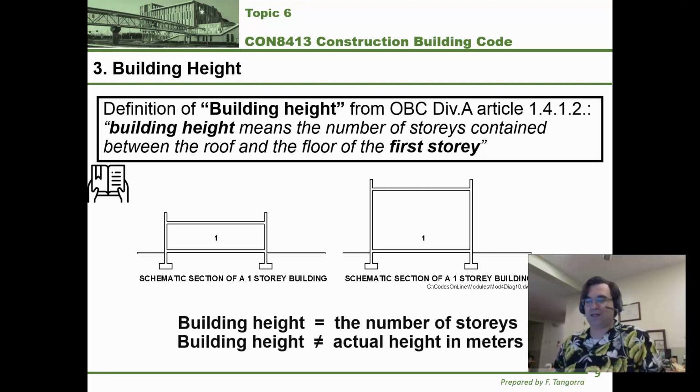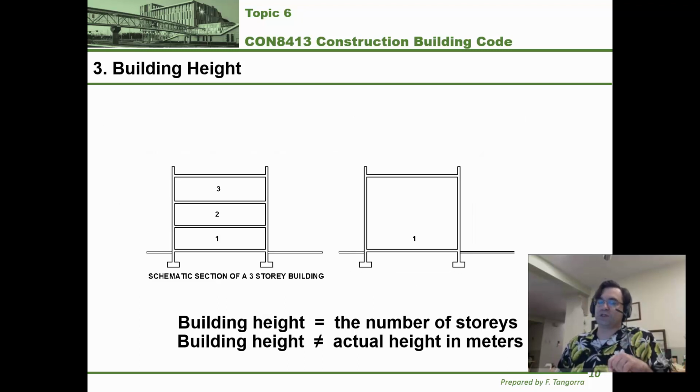Make sense? Okay, so again, the building height for the building code is not the height in meters, it's the number of stories. Let's look at another example. How about here? There are 2 examples. We have a building on the left that's 3 stories, a building on the right that is 1 story, and yet they appear as if I were to measure their height, I'd get the same measurement.